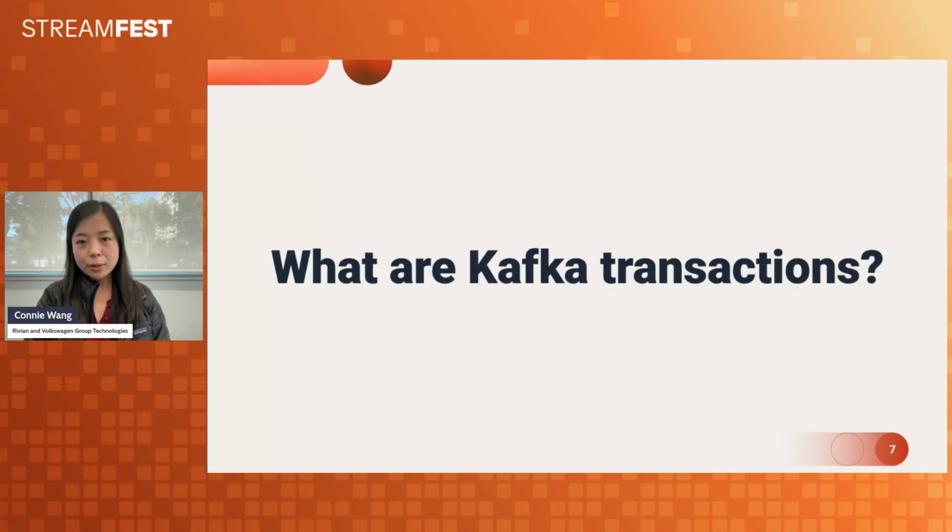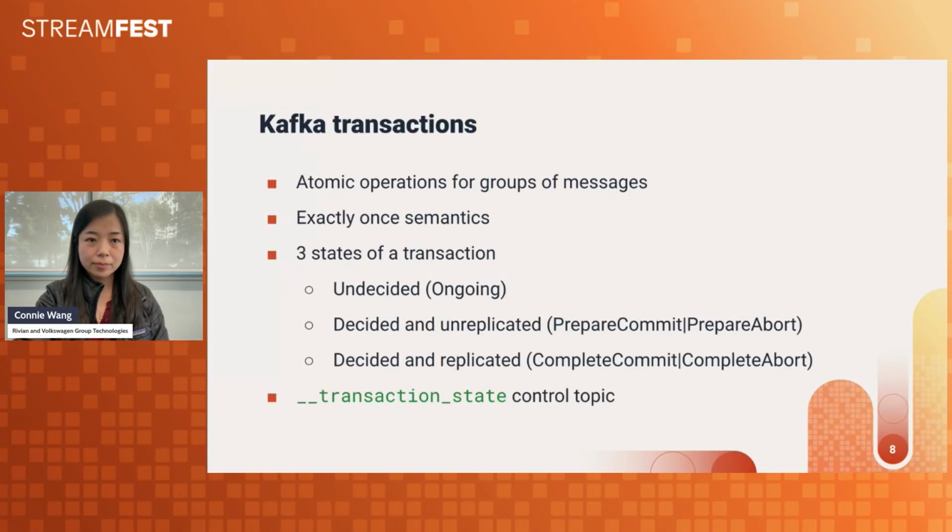So before I go into what the issue was, let's discuss Kafka transactions. What are transactions and why are transactions needed? The short answer: Kafka transactions provide atomic operations for groups of messages, ensuring that they are all committed successfully together or all rolled back as a unit, similar to database transactions. They're particularly useful for guaranteeing exactly once semantics, which guarantees that messages are processed once and not duplicated.